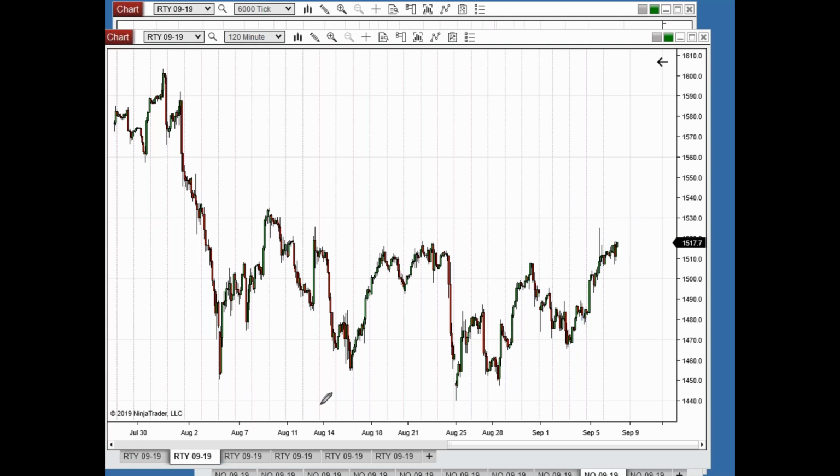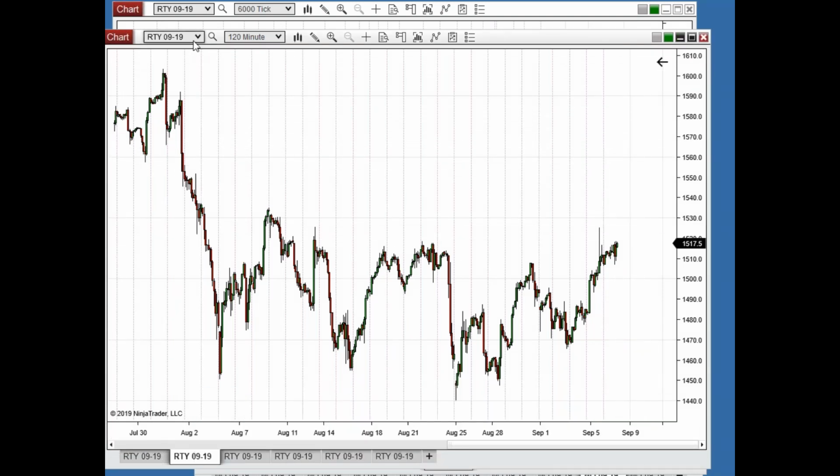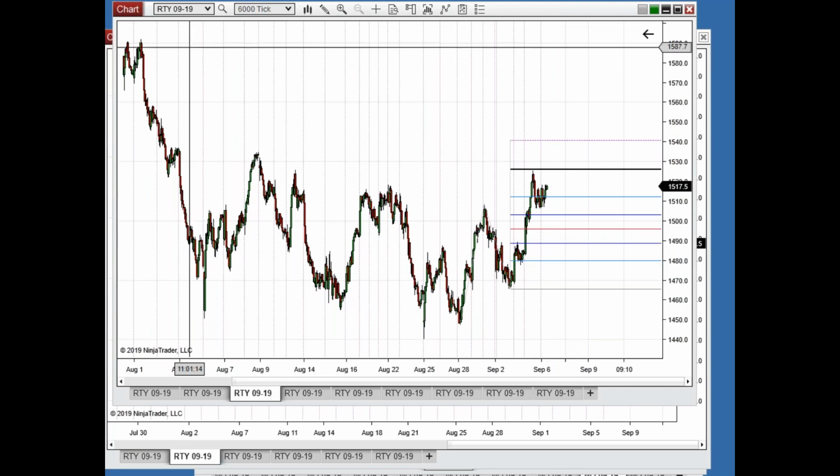Let's go flip over, look at some of the other markets now. Let's see here. We'll look at bonds, and we can look at wheat again too.